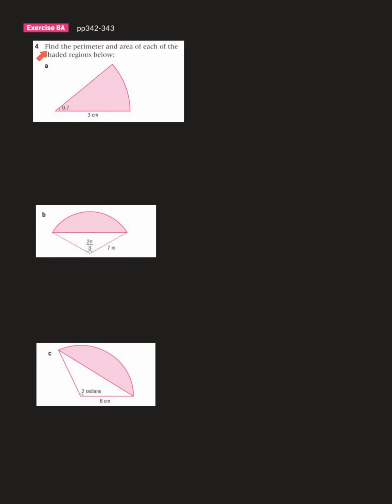Let's have a look at question 4. It's on page 342 and 343, Exercise 8A. Find the perimeter and area of each of the shaded regions below.